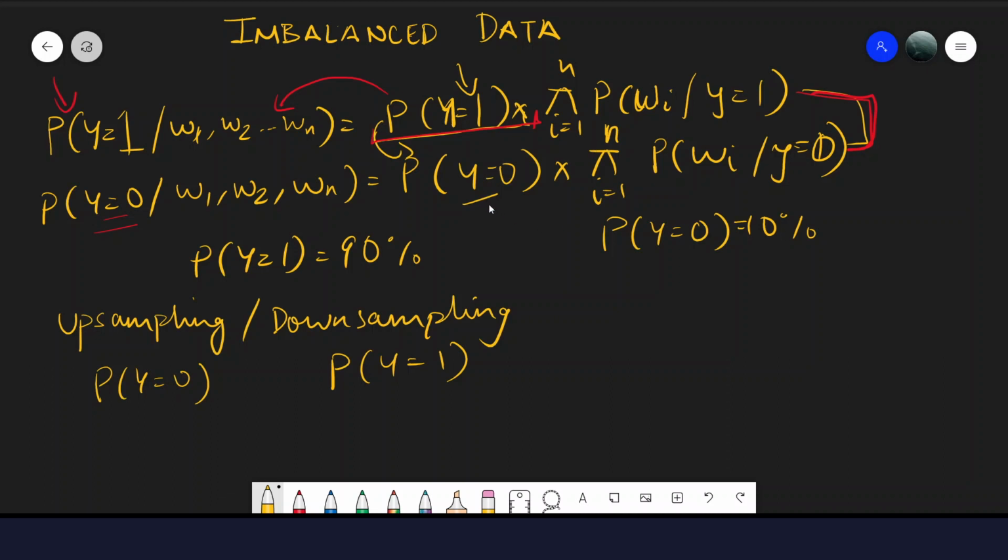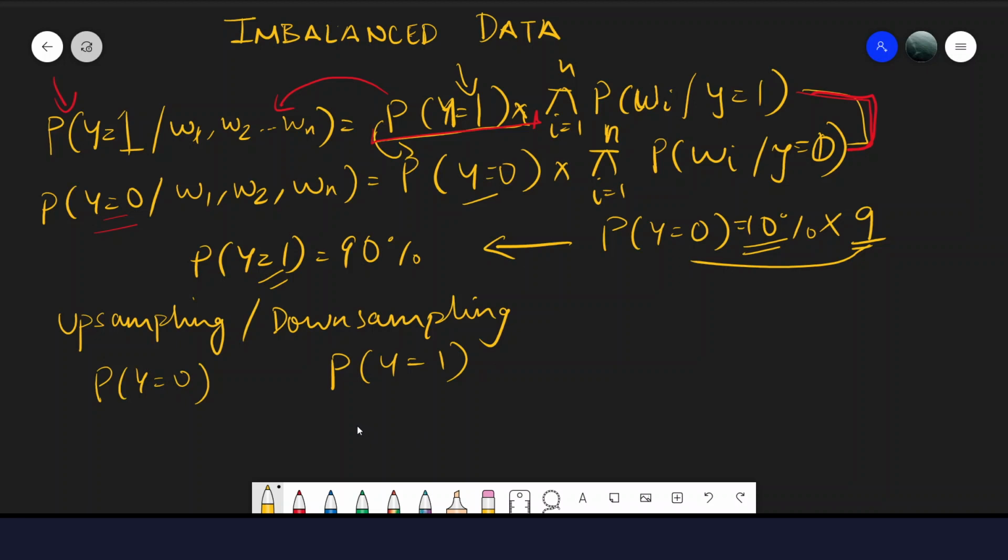What you do in upsampling is, if I have 10% in the classes that belong to 0 and 90% in the classes that belong to 1, I'll just add the same points over and over again 9 times, such that this proportion is equal to this proportion. That's it. I'm just adding the same data points that have class equal to 0 again into the data set 9 times, so that this proportion is equivalent to this proportion.